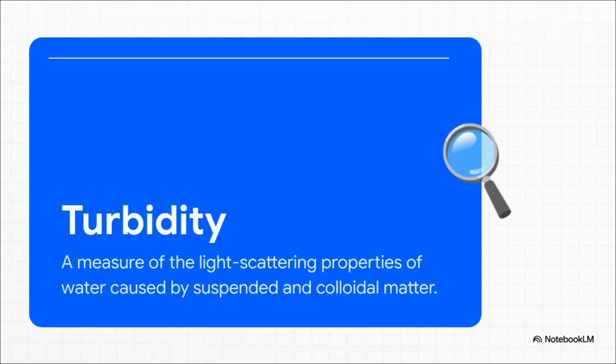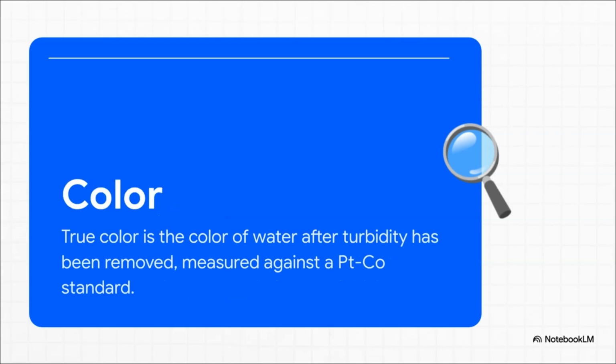Now, here's a key distinction. Turbidity is not the same thing as suspended solids. We're not measuring the weight of the particles here, we're measuring the water's optical clarity. We literally shoot a beam of light through it and see how much that light scatters. This is absolutely critical for drinking water because tiny particles can act like little shields, protecting dangerous pathogens from our disinfectants. And finally, in this section, we have color.